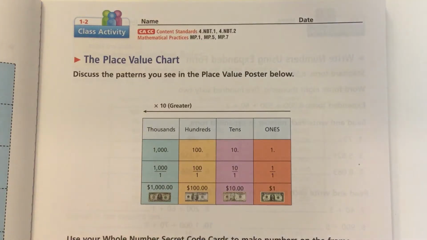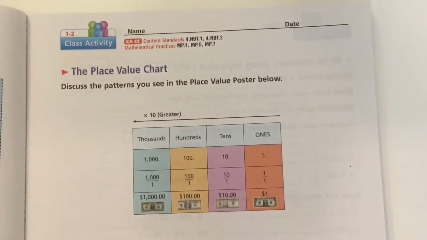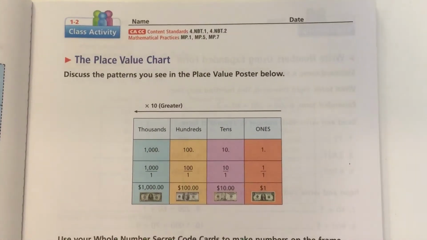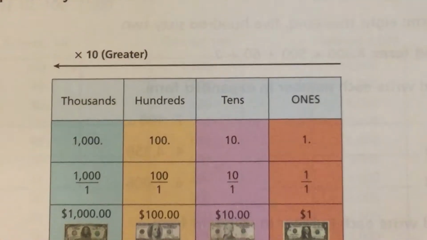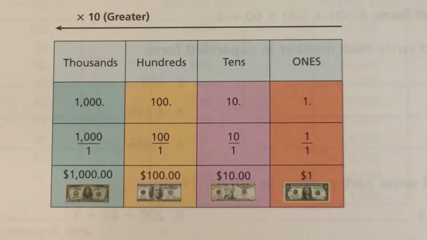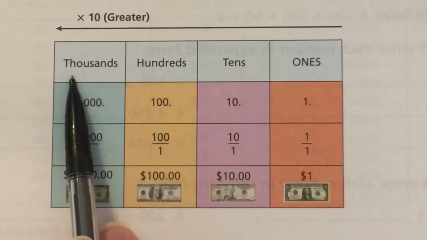Hi everyone, this is Unit 1, Lesson 2, and we're on page 7 of our math book. So today we're looking at something called a place value chart. I really like the way they've designed this chart because, as you can see, we've got money represented as part of our visual. We're looking at the ones place, tens, hundreds, and thousands.